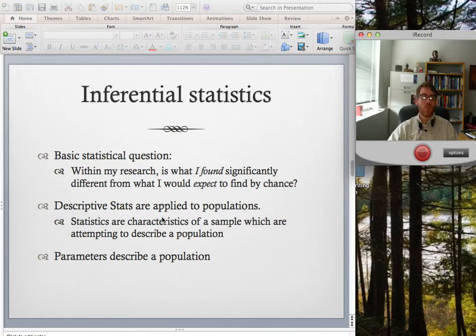So those descriptive statistics are applied to populations. And statistics really are characteristics of a sample, which then are attempting to describe the larger population. And when we use the word parameter, we're now describing a population. So we're hoping to come up with a population parameter. And so I'm going to talk briefly about a number of statistical tests, or inferential statistical tests, that Hoy highlights here.